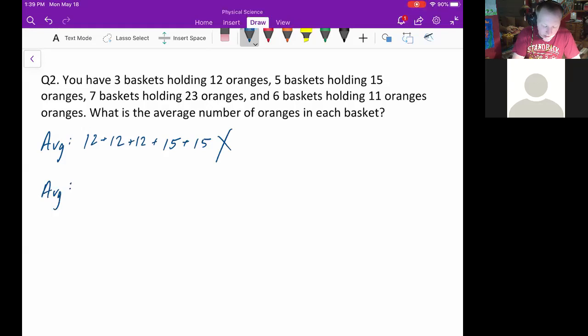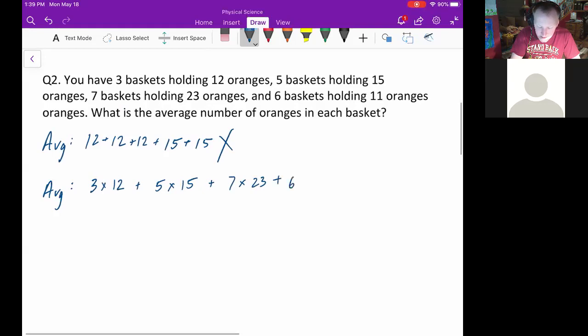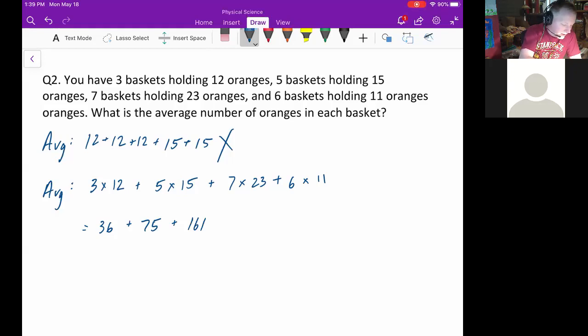would be to say, I have 3 baskets that each hold 12. I have 5 baskets that each hold 15. I have 7 baskets that each hold 23. And I have 6 baskets that each hold 11 oranges. And so that would be 36 plus 75 plus 161. Better check that one. Plus 66 for a total.